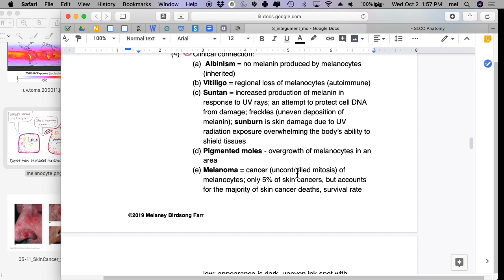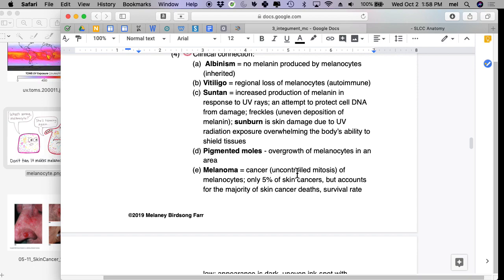Freckles are different than moles. Freckles are a genetic predisposition, and if you have somebody with freckles, it's autosomal dominant, and it just means that collectively their melanocytes are more likely to be clustered, okay? This one's just one cluster. This is just developmental. Clustered everywhere would be genetic.